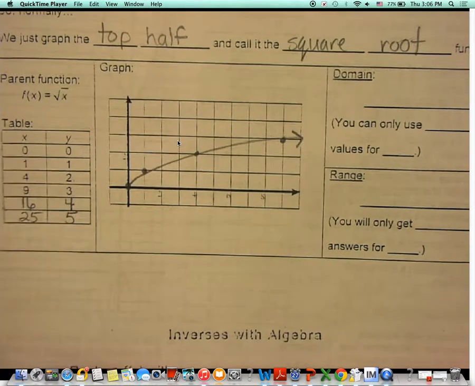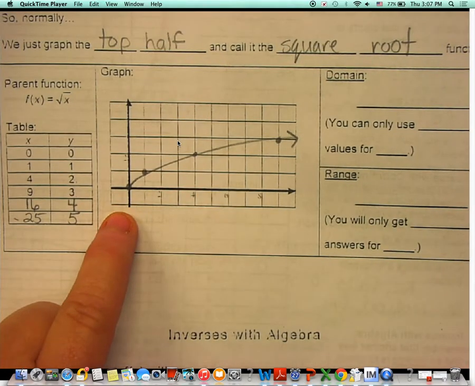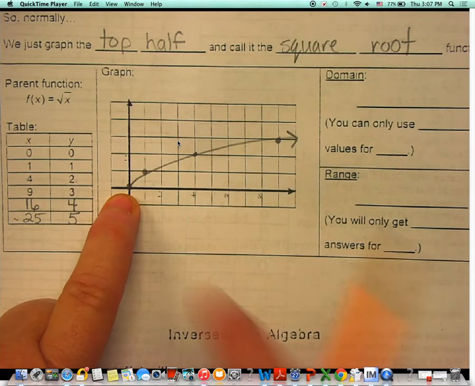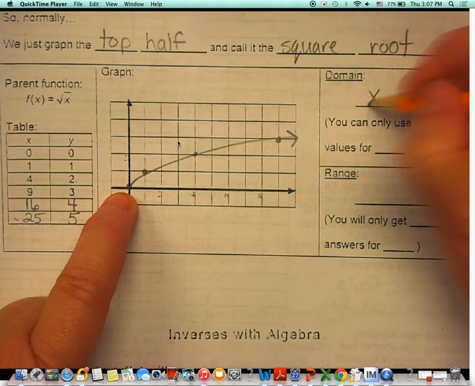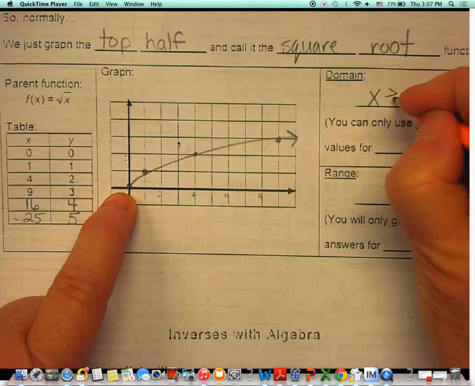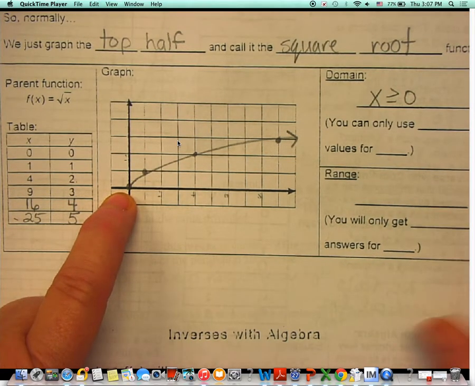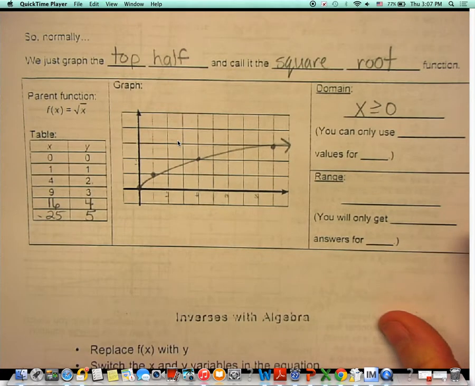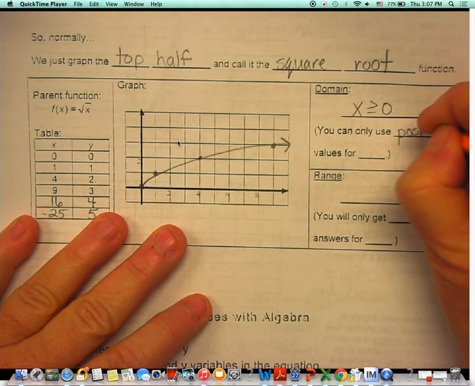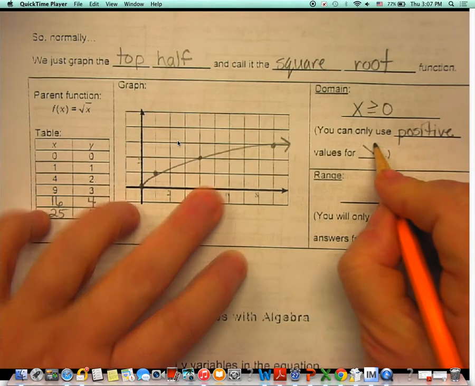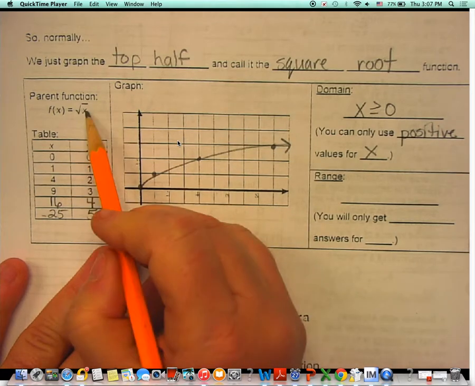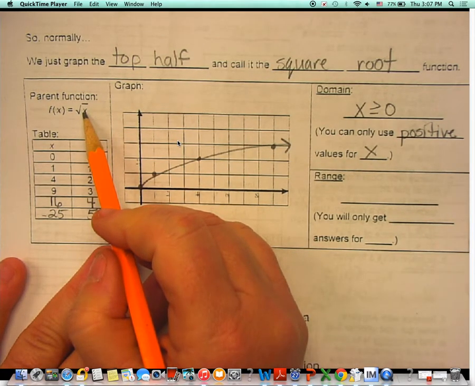All right, and the domain of this, where does the x start at? 0, and it goes which direction, right? Okay, so we would say x is what? Greater than or equal to 0. Okay. That means that you can only use positive values if it's greater than or equal to 0, as those are positive values for x. Why can't we use negative values? You can't take the square root of a negative. You get an imaginary number instead of a real number.